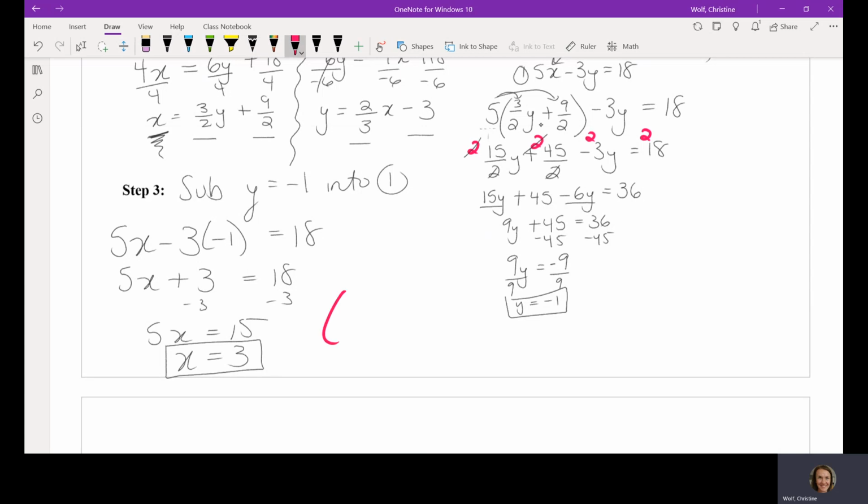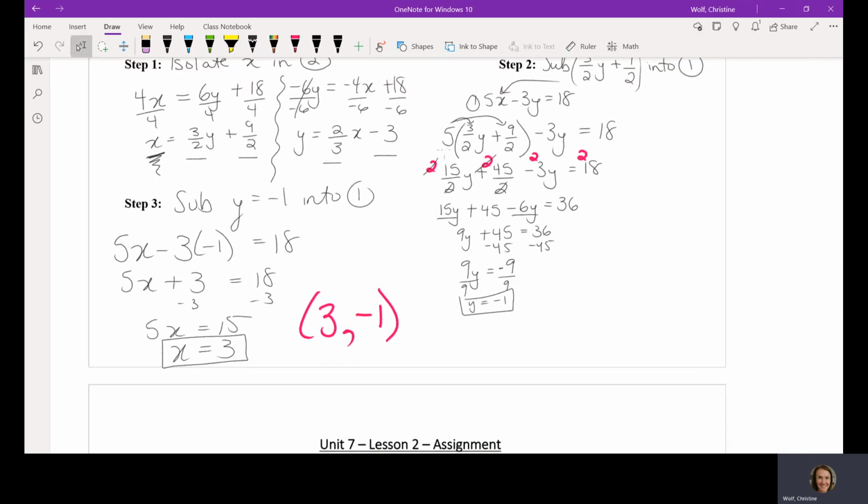So my solution, which you always have to give me, is that these two lines, if we were to draw them, would cross there. Okay? And that's the substitution method, because we're constantly subbing things into the equations.